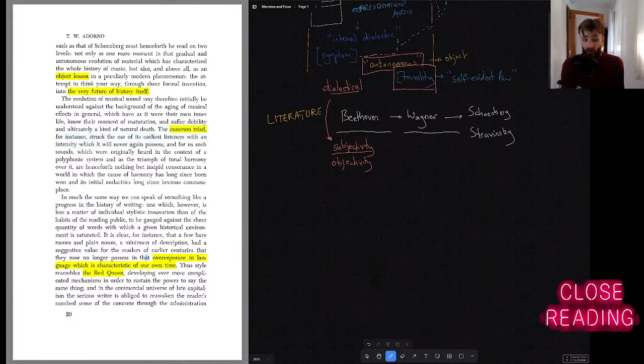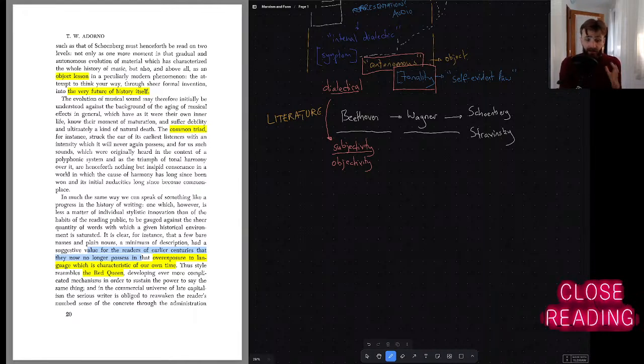Down here on the same page, Jameson is saying something similar in a different way, right? So there was a suggestive value of this common triad. He's actually talking about language here, but the analogy holds, is that certain ways of writing and language had a suggestive value for readers of the earlier centuries that they now no longer possess. Overexposure to language, which is characteristic of our own time.